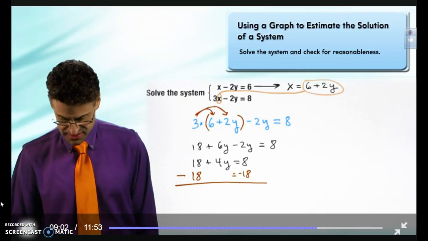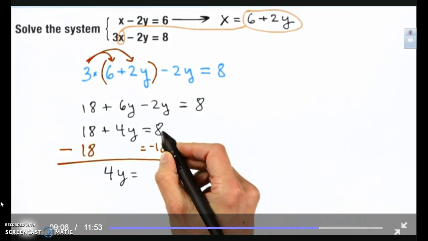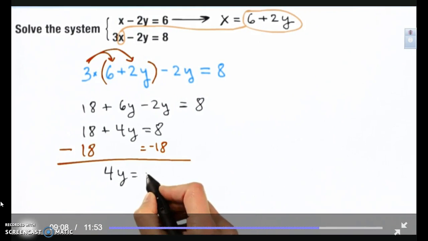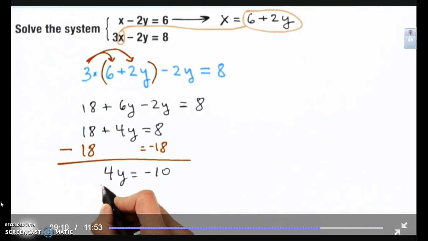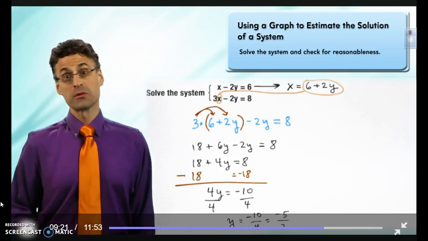And when I do that, what do I see? Well, I see this simplifies to 0, so I'm just left with the 4y. And then here I see 8 minus 18, which is negative 10. And then if I divide both sides by 4, I see that y equals negative 10 fourths, which simplifies to just negative 5 halves. So that gives me what y equals.